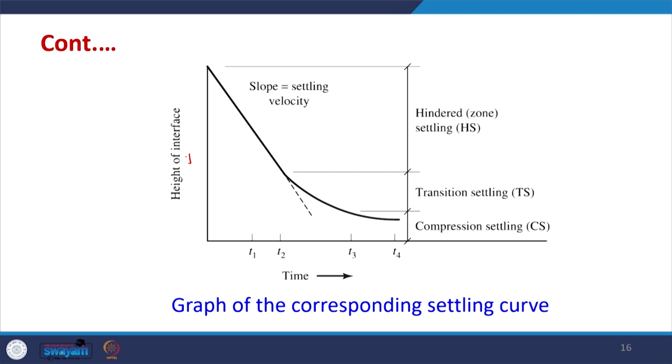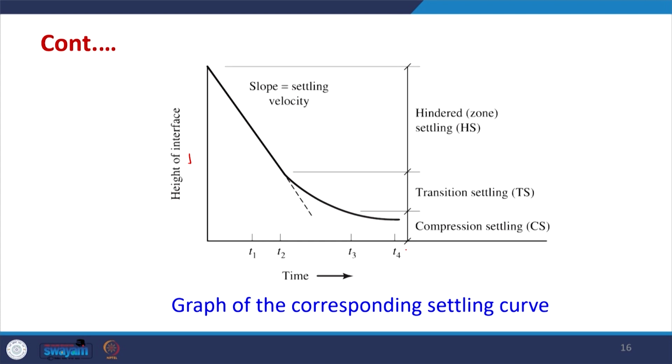In this test, we measure the height of the interface where we have a clean settling zone, with clean water above and the slurry below. We always measure the height of that interface, and we measure the times T1, T2, T3, T4, etc. From that we can also calculate tentatively what was the hindered settling zone, the transition settling zone, and the compression settling zone.